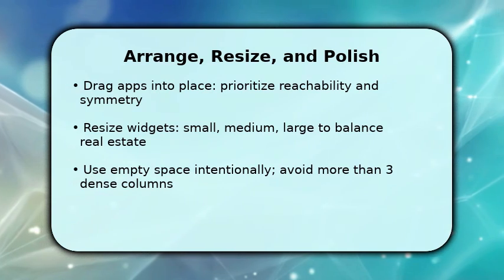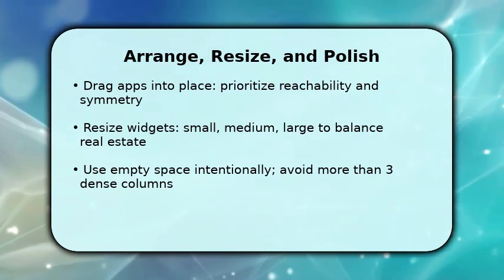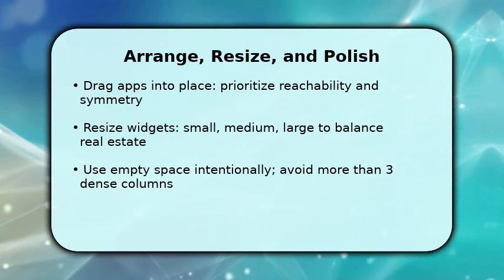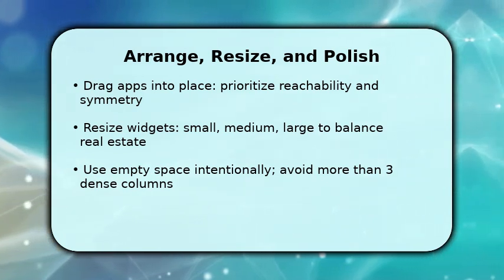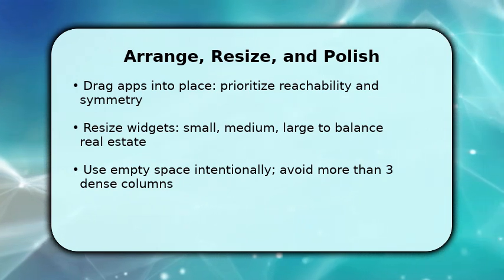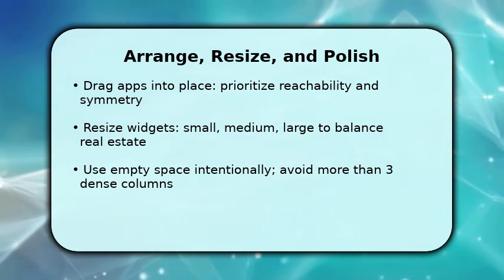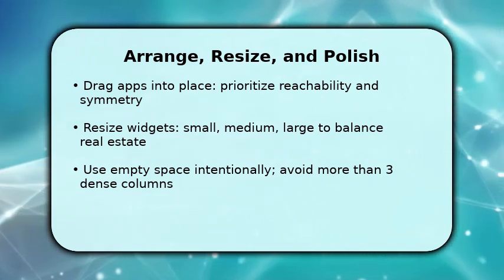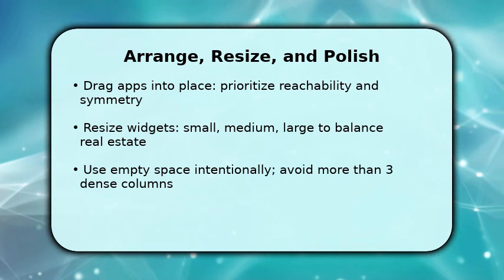Press and hold, then jiggle to move icons and place widgets. Resize widgets to balance information density versus usable icon space. Once you've grouped apps into folders, shift essential shortcuts to the dock or bottom row for one-handed use. Make sure to maintain visual rhythm by aligning similar-sized widgets and keeping at most 3 dense columns to avoid clutter.